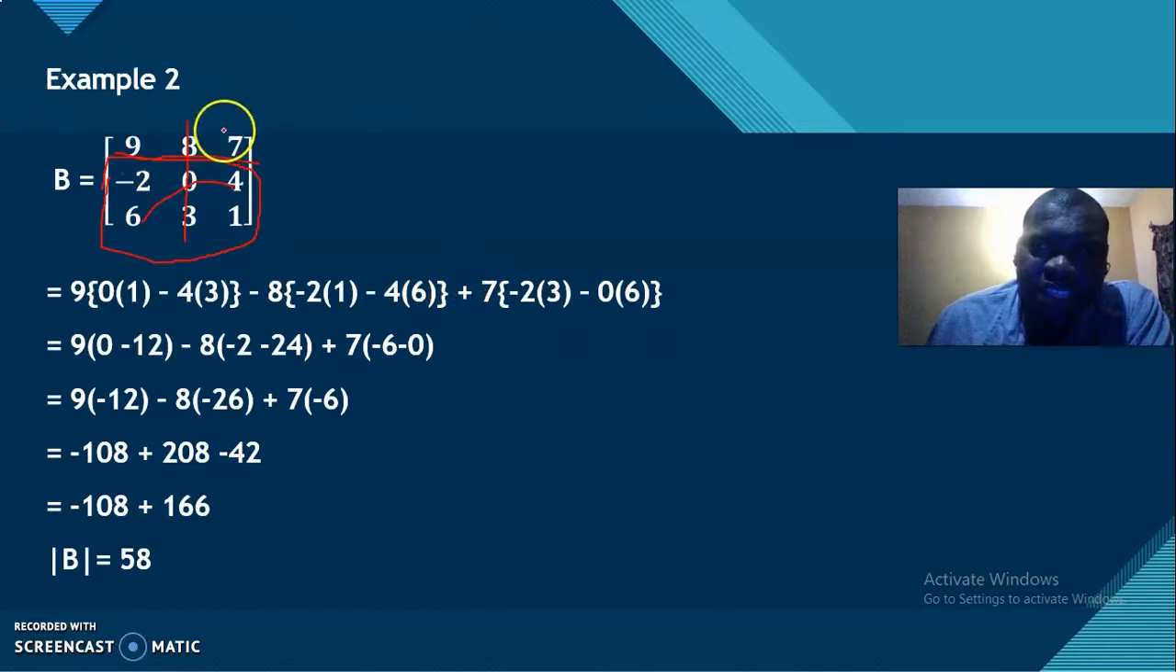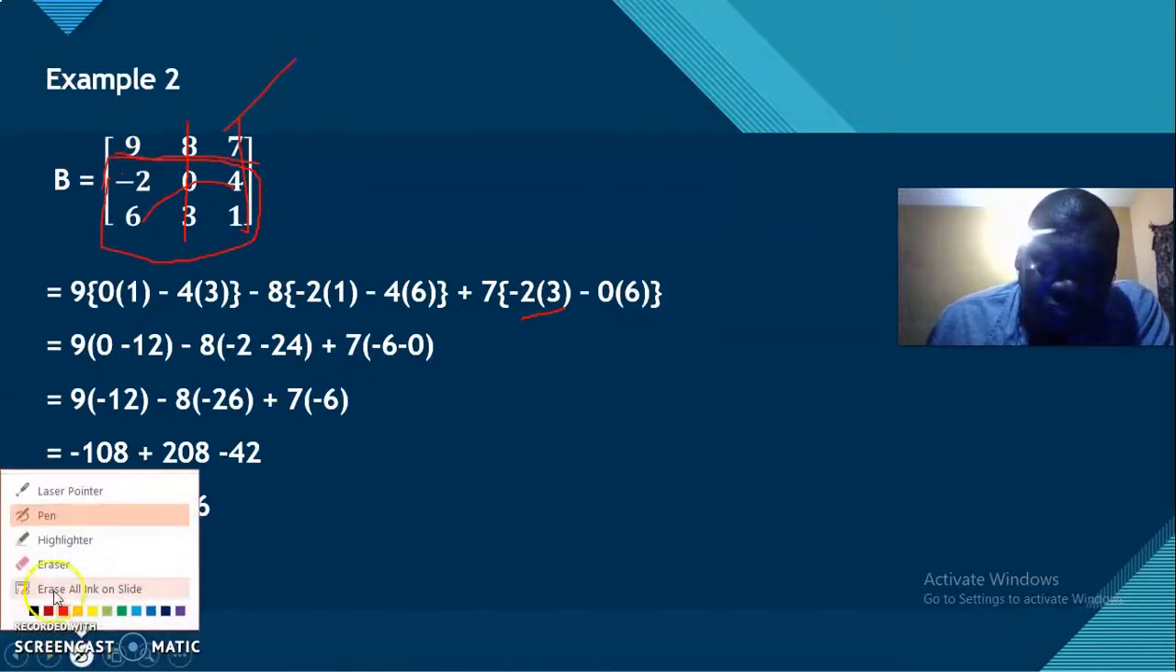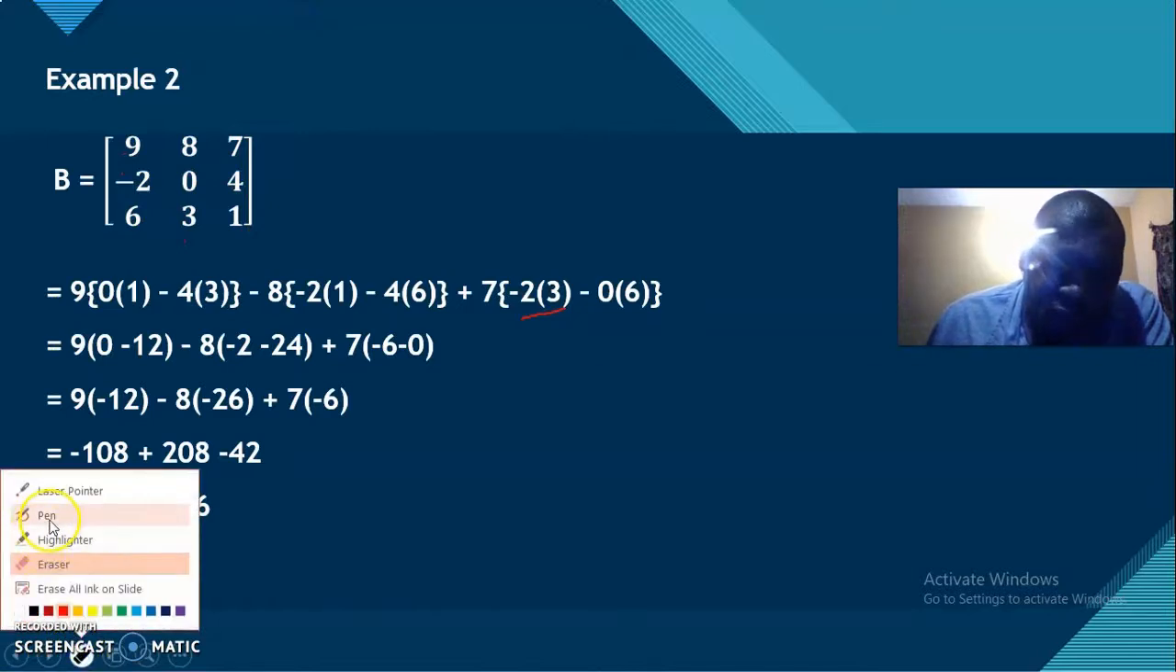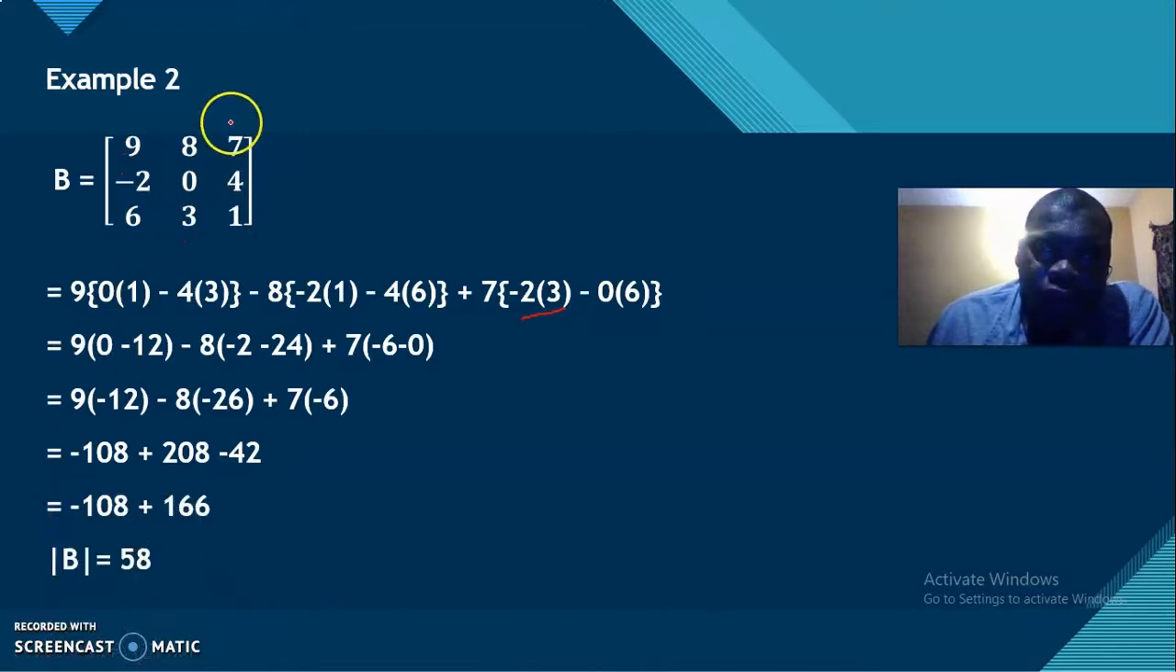Plus 7, open bracket, minus 2 times 3. Because when we cancel this particular column and the row, the 2 by 2 matrix that we have for 7 will be, look at it now, so that it will not look like magic.